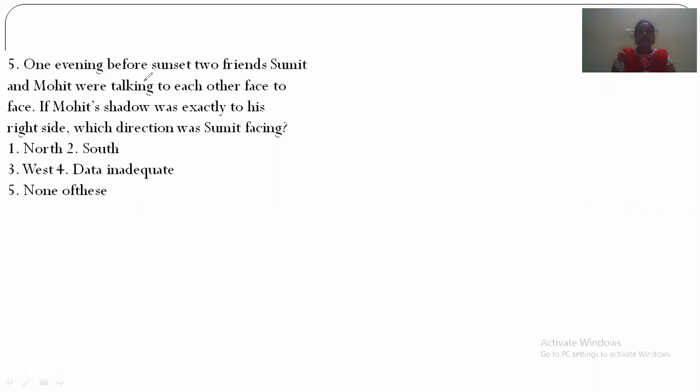One evening before sunset. Before sunset means afternoon. Two friends, Sumit and Mohit, were talking to each other face to face. That is, opposite to each other. One's left will become the other person's right. If Mohit's shadow was exactly to his right side, that is what we have to observe here. Mohit's shadow was exactly to his right side.